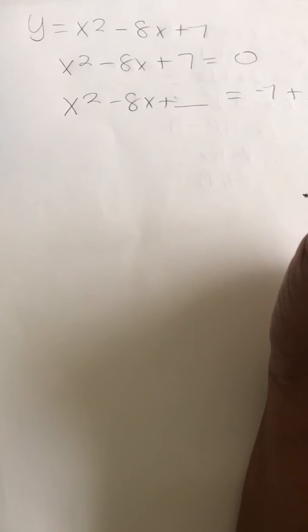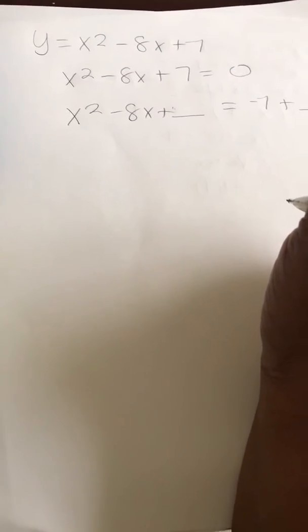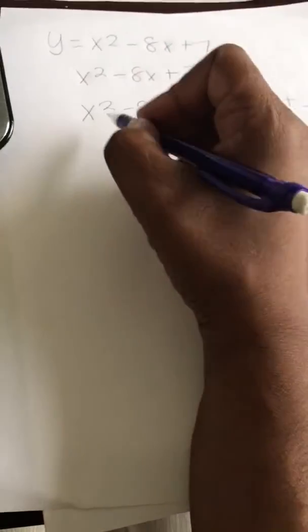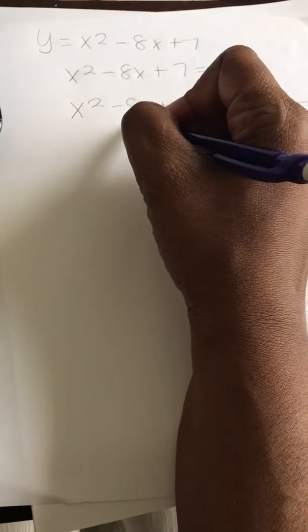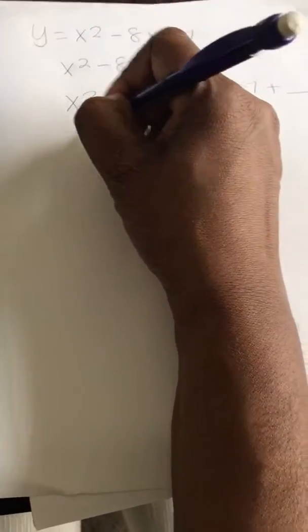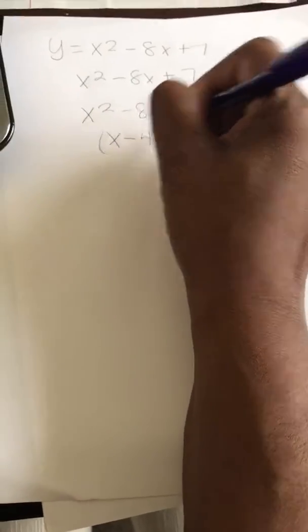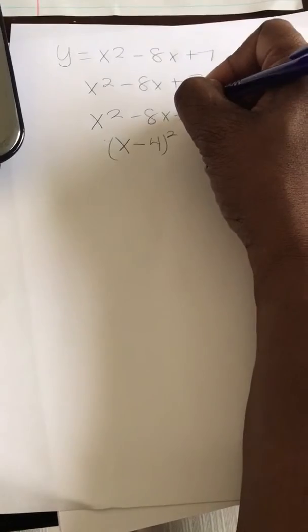So now we want to have a perfect square trinomial. We've been studying perfect square trinomials, and that's why it's important that we know our perfect squares. So let's look at how to create one. I know that half of negative 8 is negative 4. So let's go ahead and say x minus 4 squared, because that's how we're going to factor that perfect square trinomial. Then negative 4 squared is 16.